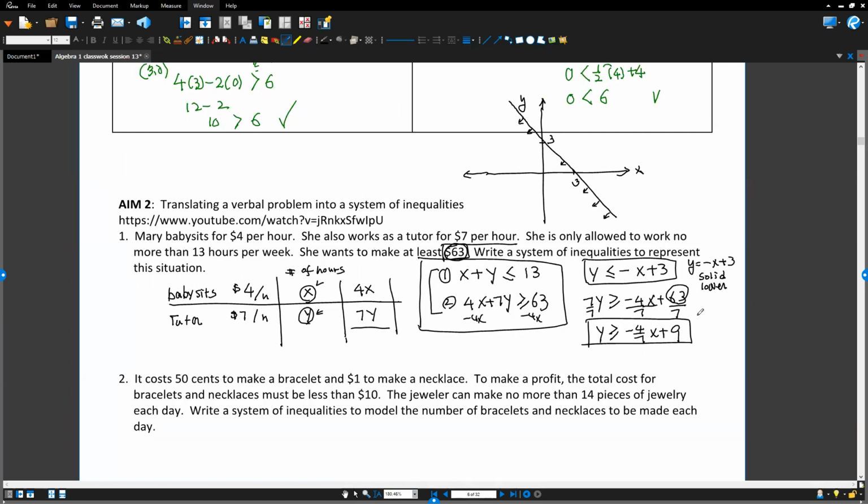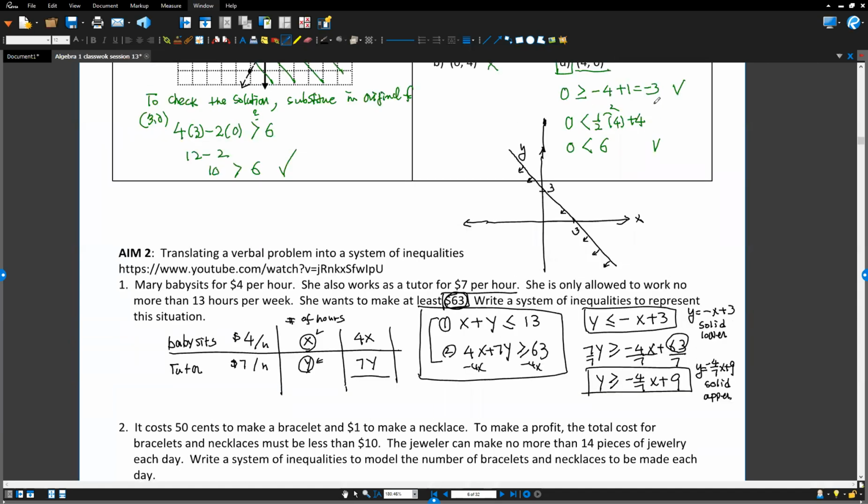The next graph is y equals negative 4 over 7 x plus 9, and the line is also solid. Greater than means the upper part of the graph. Positive 9 is up to here. The slope is negative 4 over 7, which is very gentle.